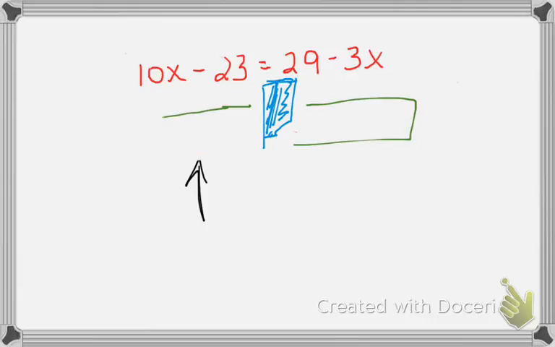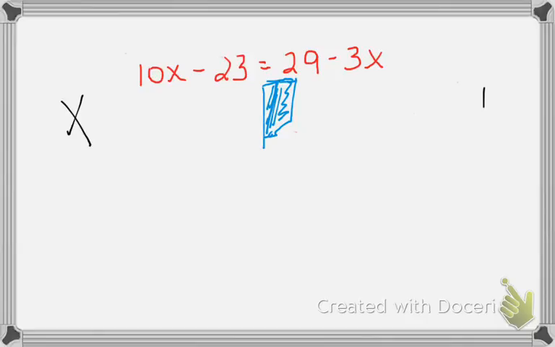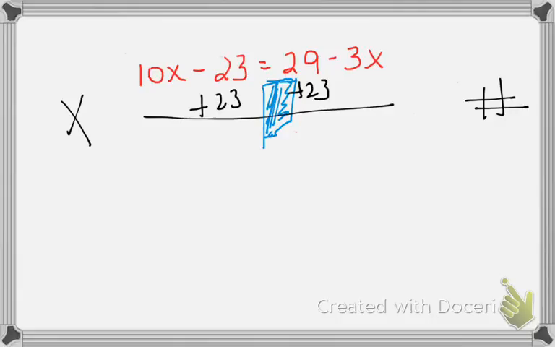All right, so I'm going to go ahead and serve the easy serve because I like my x's on this side of the tennis court and I like my numbers on this side. So I'm looking at it. It's a negative 23, so the opposite of negative 23 is add 23 to both sides. Now remember, whatever you do to one side, you have to do the other. So I'm adding 23. This becomes a zero pair. We bring down my 10x. Now we have a positive 29 and a positive 23, so we're going to add those, and that gives me 52. And I'm going to bring down my negative 3x.